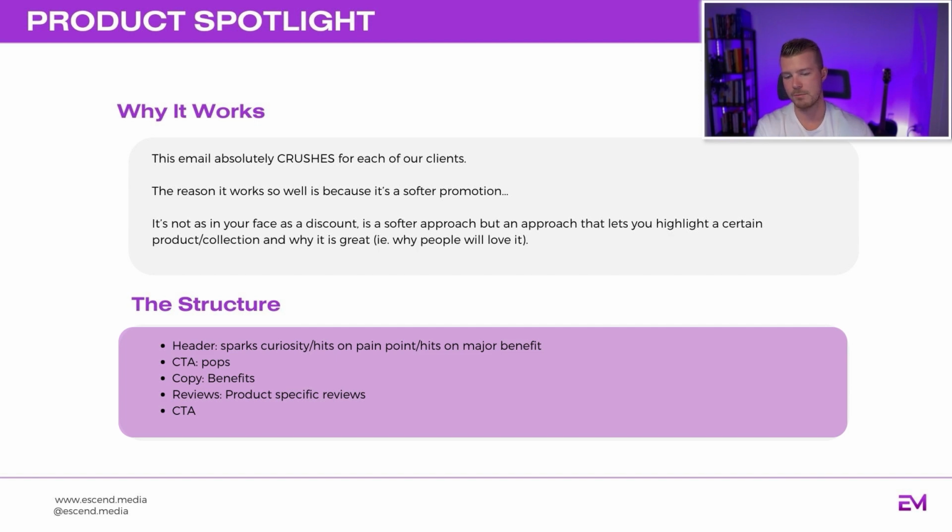So we should hit on pain points or benefits right in the header. The CTA should pop. The copy should be talking about the benefits of the product. And then the reviews should be product specific. So if we're highlighting a specific product, we want to make sure those reviews are about that specific product. And then we're going to have another CTA at the very bottom.